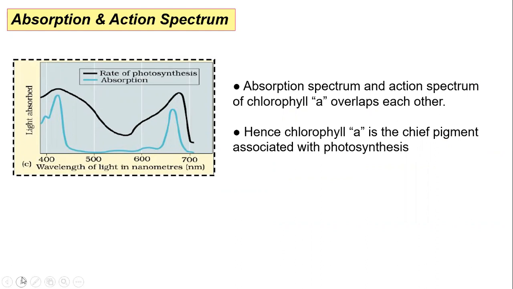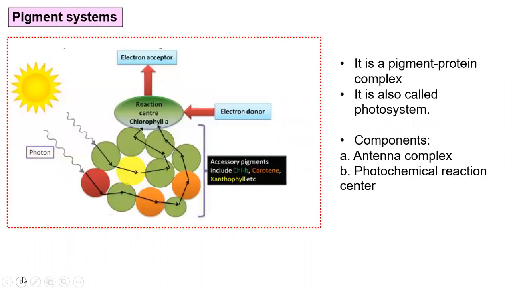So the black line shown indicates the rate of photosynthesis and the blue color shows the absorption of sunlight. As I have already told you, a pigment protein complex is a pigment system. It is also known as the photosystem. You must study this. Pigment system is also known as the photosystem.